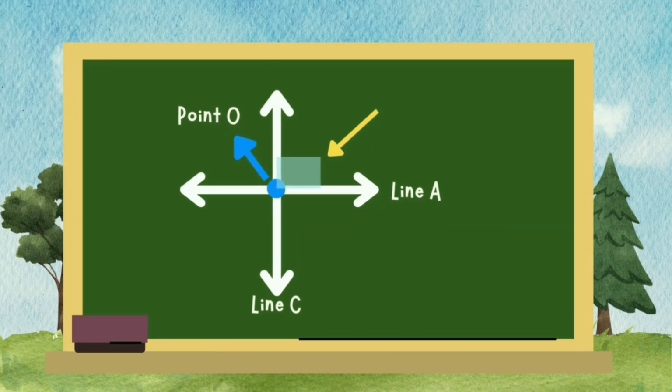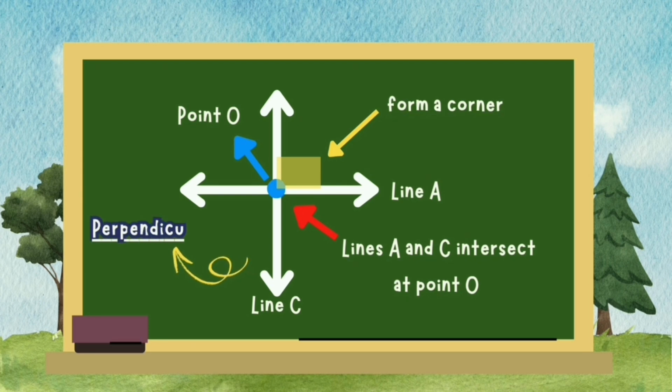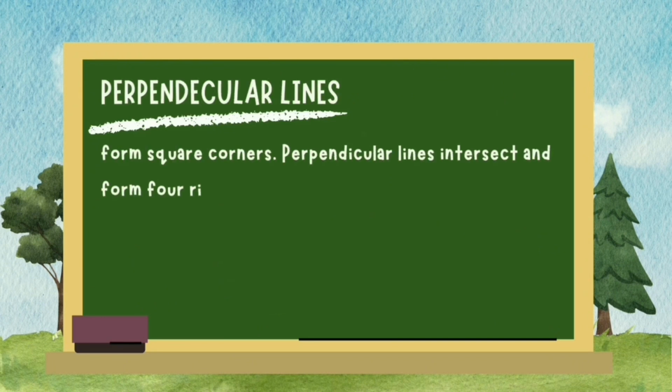Now, observe the lines. What can you say about line A and line C? What have you noticed at the intersection point of the two lines? What does it form? Lines A and C intersect at point O and form a corner. These lines are called perpendicular lines. Perpendicular lines form square corners. They intersect and form four right angles.